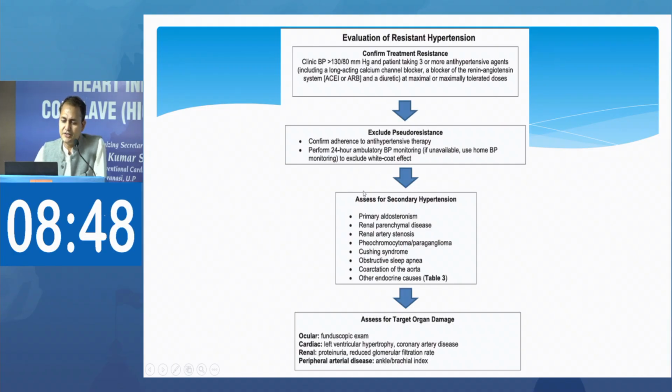And then we should be screening for secondary causes of hypertension like primary hyperaldosteronism, renal parenchymal disease, renal arterial stenosis, pheochromocytoma, Cushing syndrome, obstructive sleep apnea, aortic coarctation, and other endocrine causes.